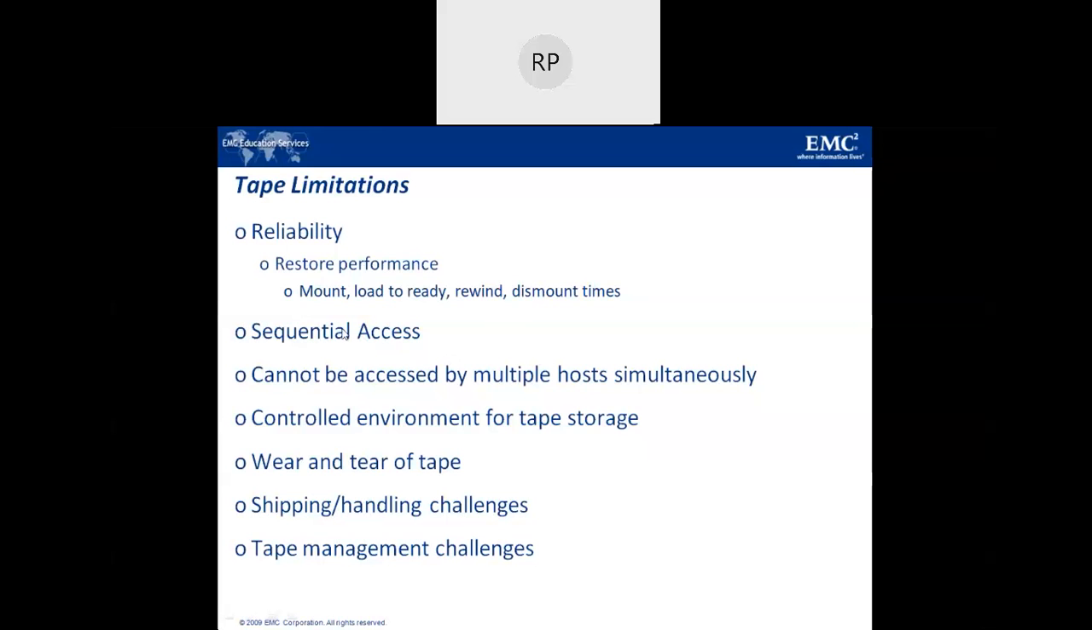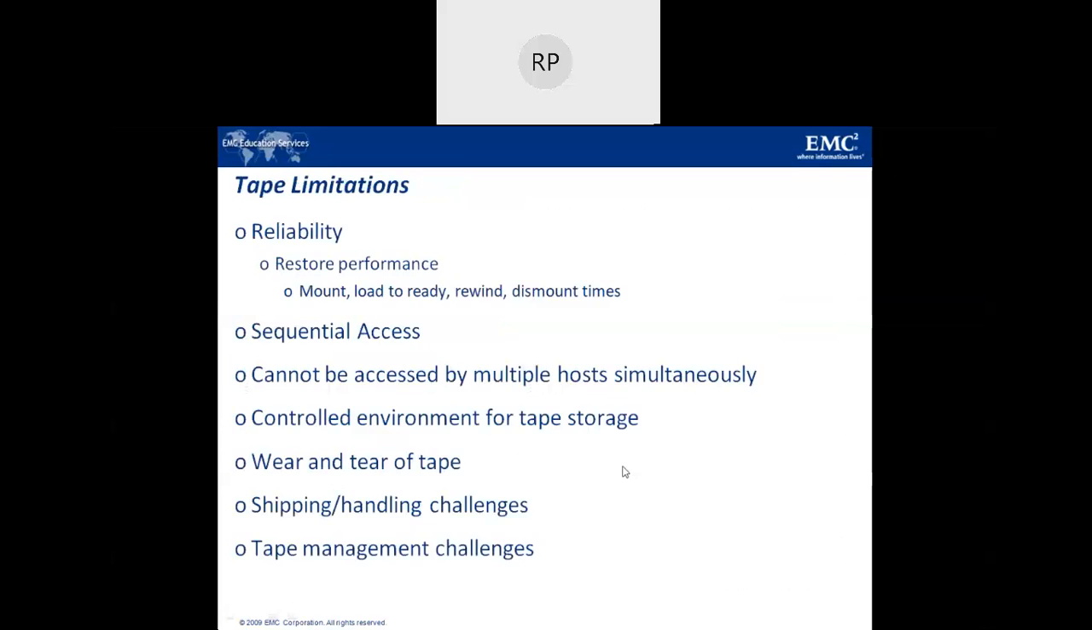The second disadvantage is that it provides only sequential access. If you want to access the data randomly, it cannot provide that, and it cannot be accessed by multiple hosts simultaneously. Means multiple hosts can write the data simultaneously, but they cannot access it simultaneously. A controlled environment is needed for tape storage, and wear and tear of the tape may damage your data. Shipping and handling challenges are there, and tape management is also challenging. Okay, these are the limitations of the first approach, that is backup to tape.